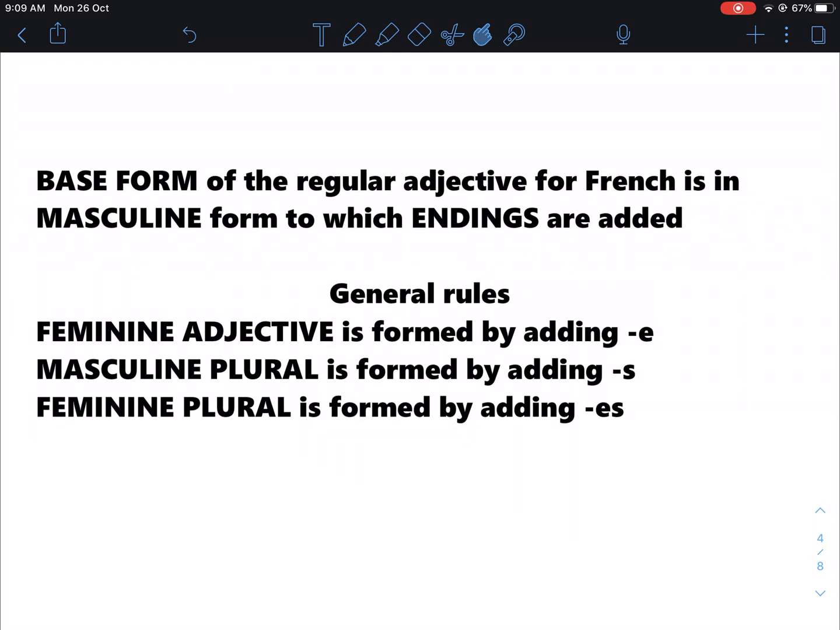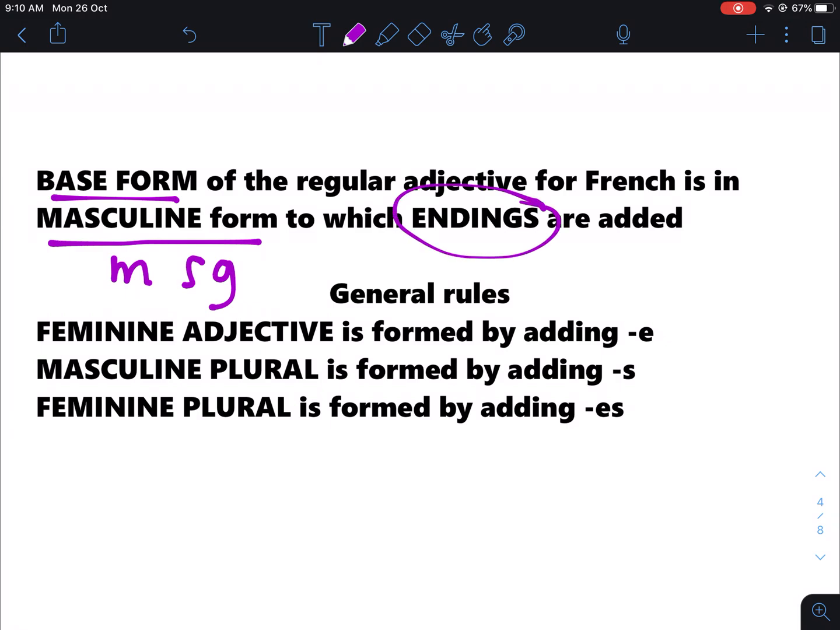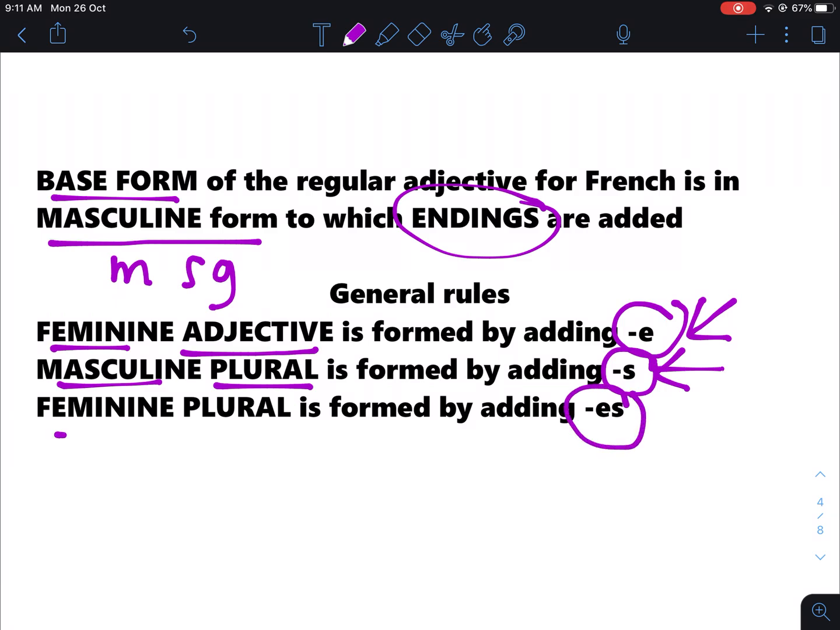Now, you have here written base form. The base form of the regular adjective for French is in masculine form. Masculine singular form. That will be the base form. Then later on, you add some endings to it. When you add the endings to the masculine form, first it becomes feminine adjective singular when you add E. So when you add E to the base form of masculine form here, it becomes feminine singular. When you add the letter S to the masculine form singular, it becomes masculine plural. And when you add the letter ES, it becomes feminine plural.